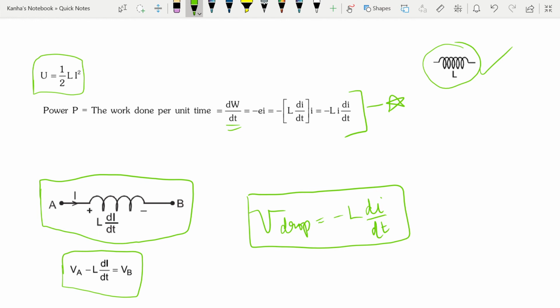Now if the current is increasing in the circuit, so our di by dt is positive, then the drop will be in the negative thing, so you will have this case. However, if the current is decreasing in the circuit, then you will get a positive sign outside.